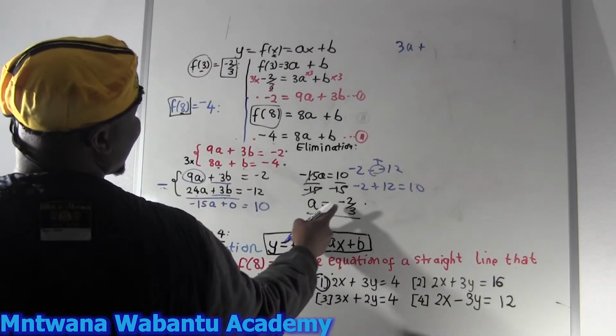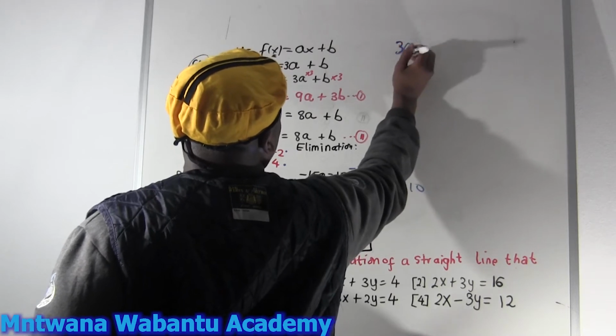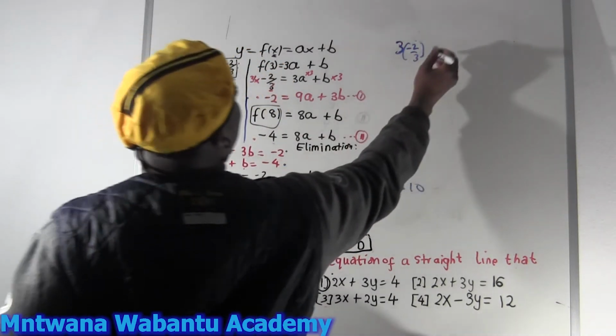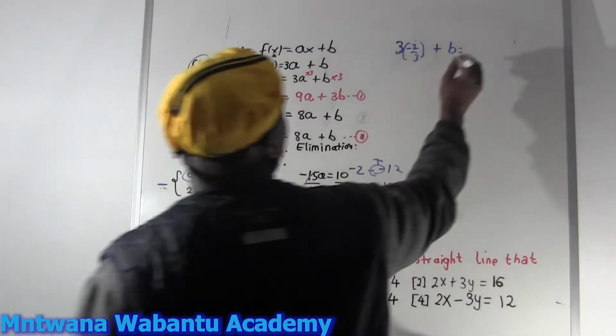Oh, a I have, excuse me, -2/3. So 3 times -2/3. And there you have a plus b, I don't know, equal to -4.